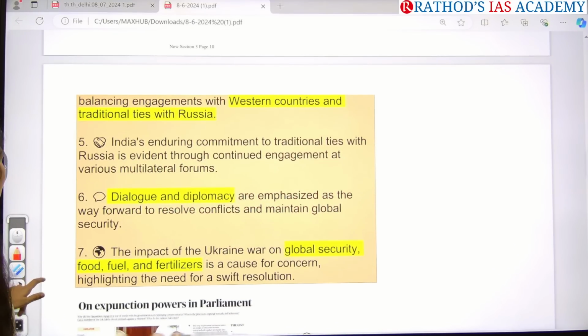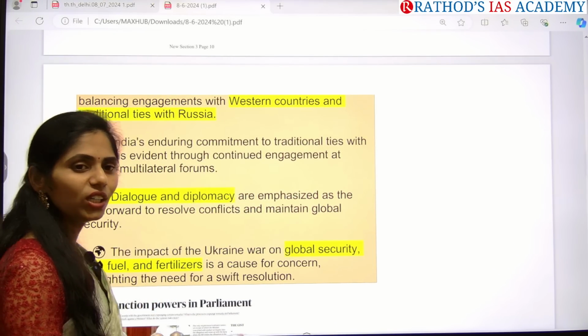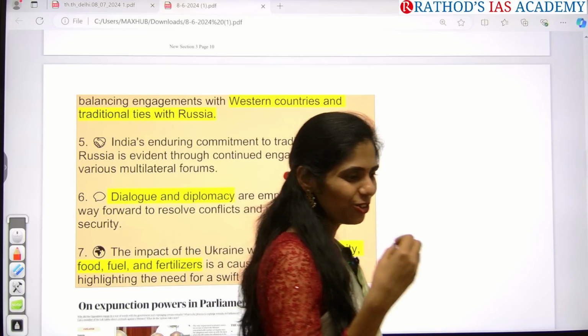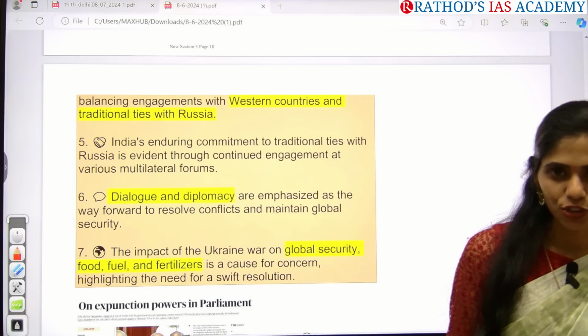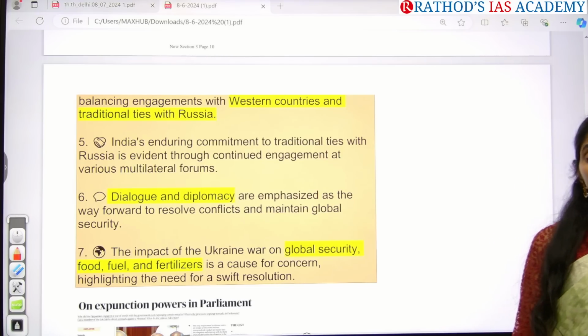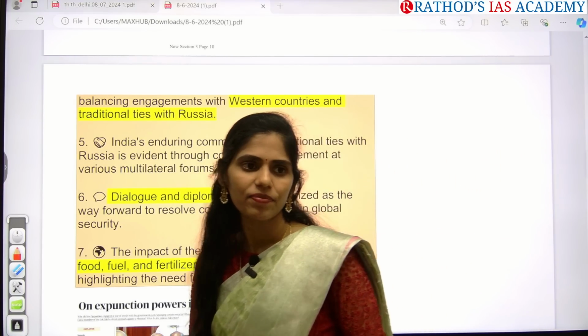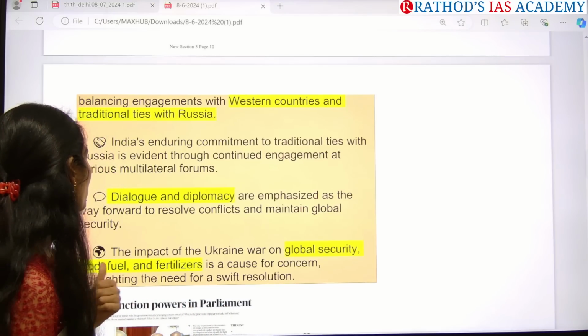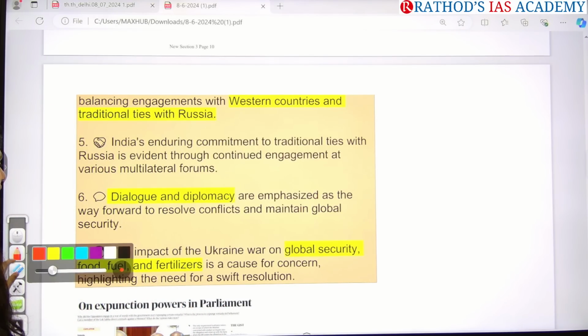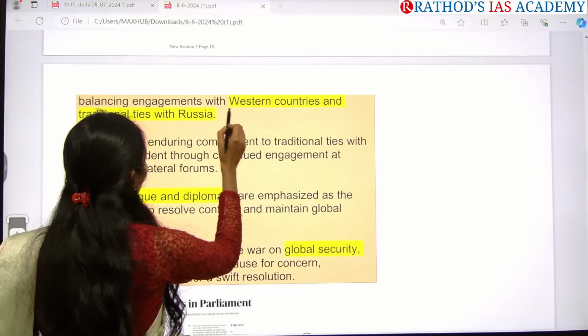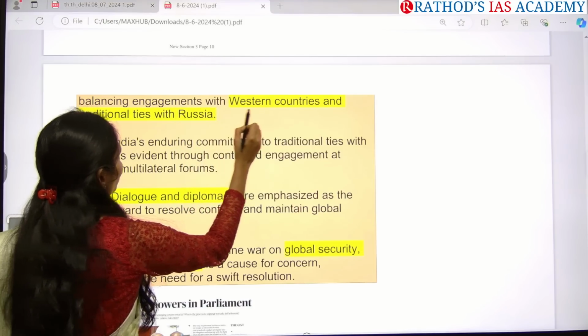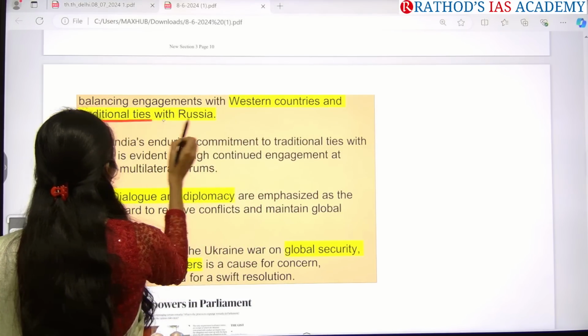And we have to see Russia, which is going towards China, and you know that India and China are enemy countries. So how this relationship between Russia and China is going to have an impact on India and Russia relations, we have to see that. And especially we have to see the balancing of engagement with Western countries and traditional ties with Russia.